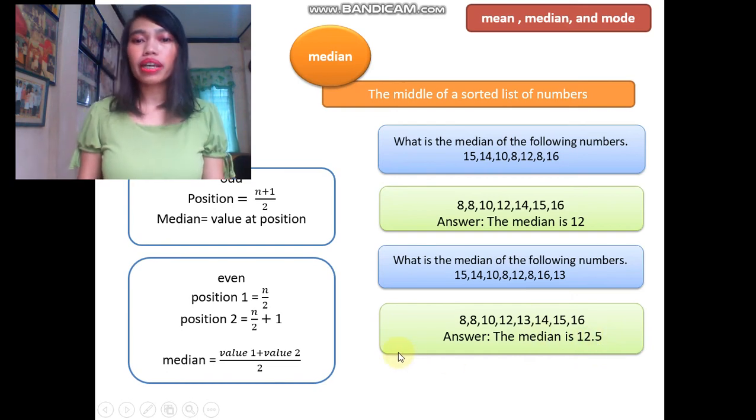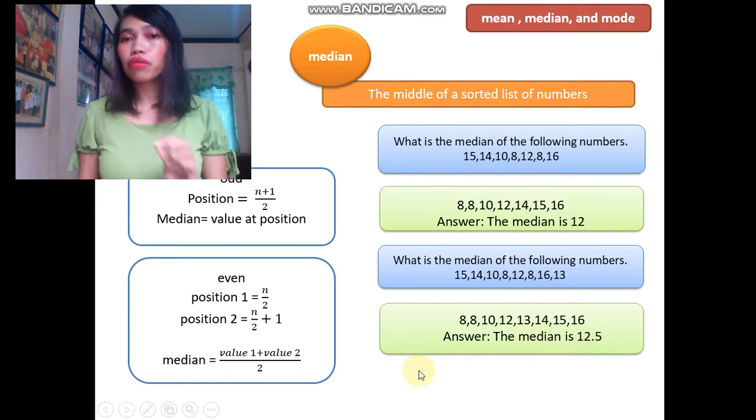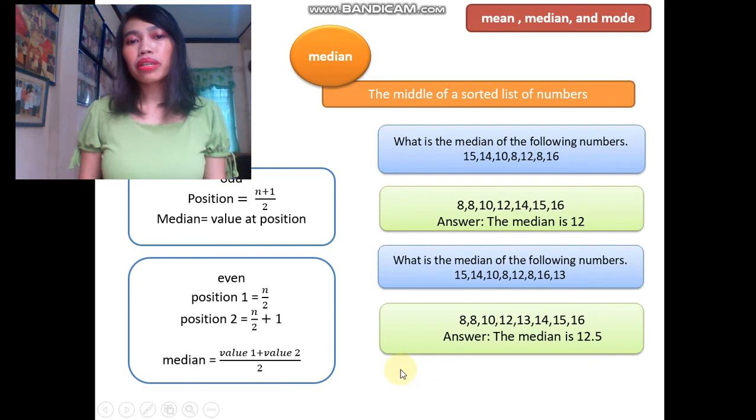So this is the median. Find the middle term, but before that, you arrange the data. It depends upon whether it's odd or even. If odd, the median value is at that position, and if it's even, you have to get the average or the mean of the two values.